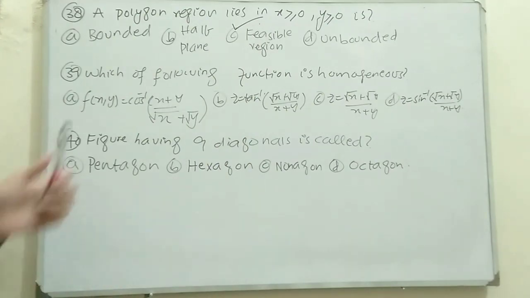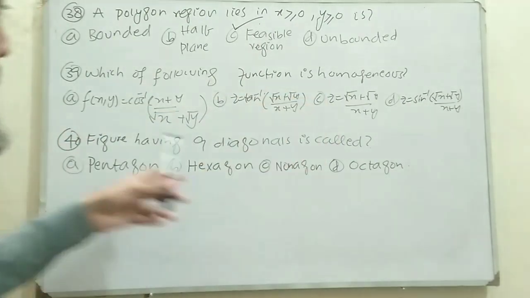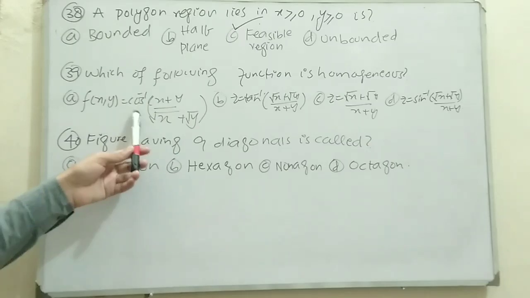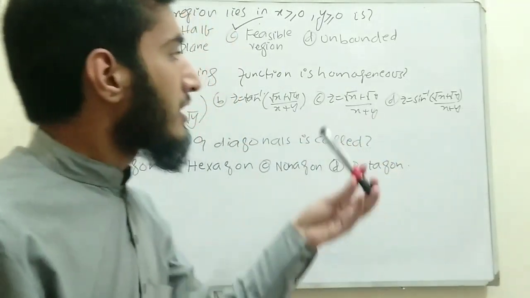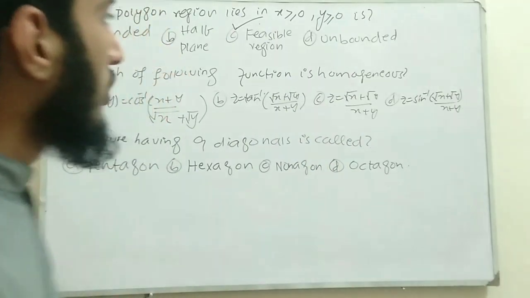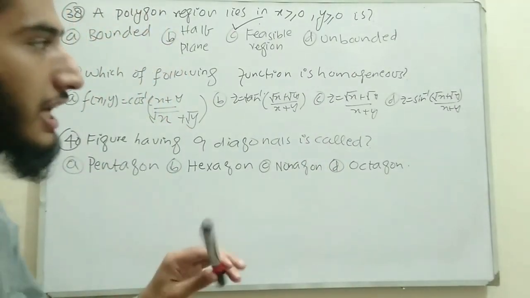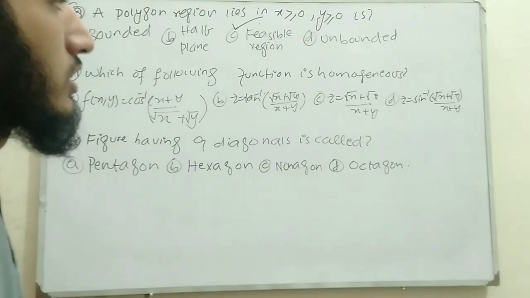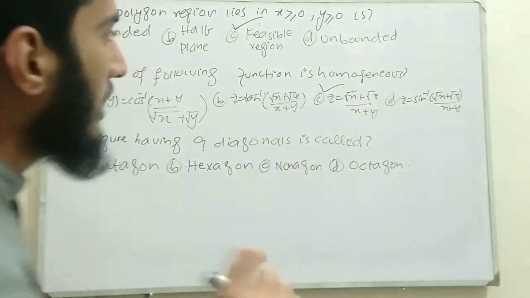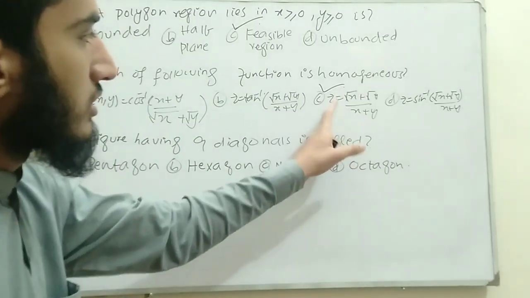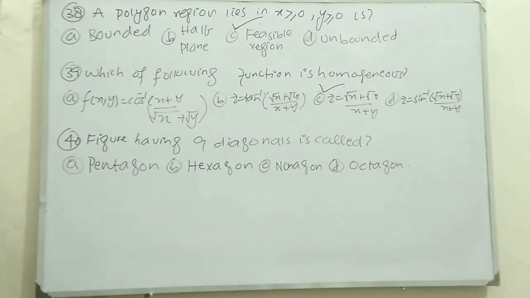Option 39, our MCQ tells which of the following functions is homogeneous. We have four options given. This is cos inverse x, this is tangent inverse x, and this is sin inverse x. Remember, all the trigonometric functions are non-homogeneous linear differential equations. These are not homogeneous differential equations. So the correct option will be option C, which is the only homogeneous differential equation. So the correct option is option C for MCQ number 39.